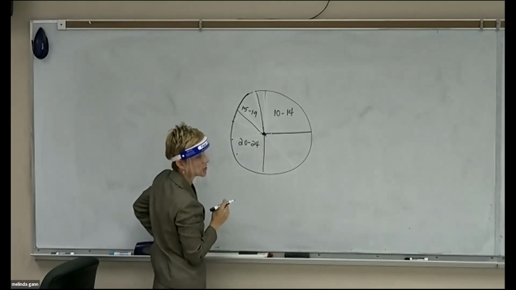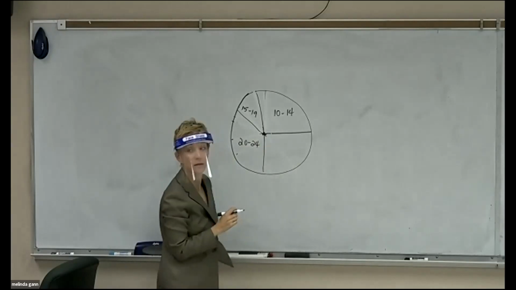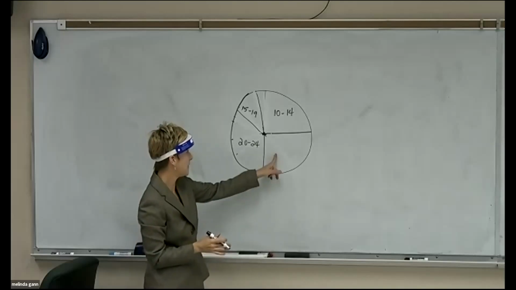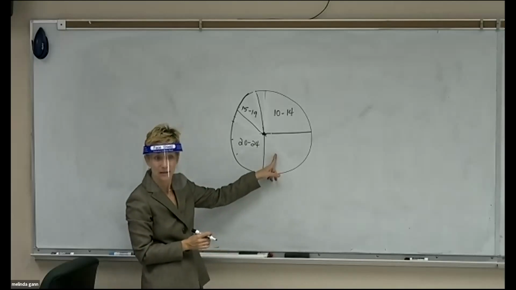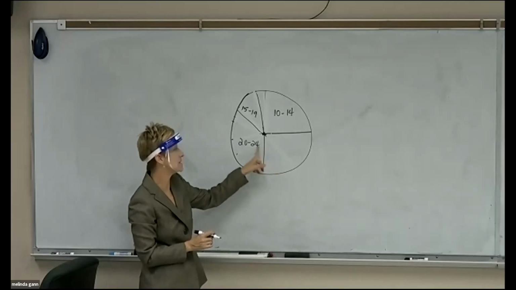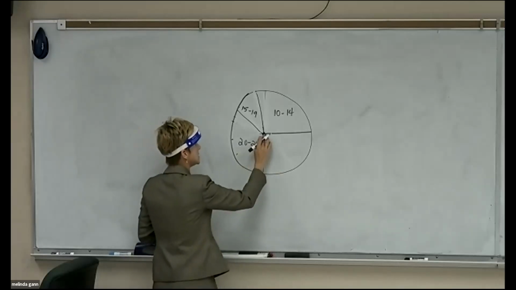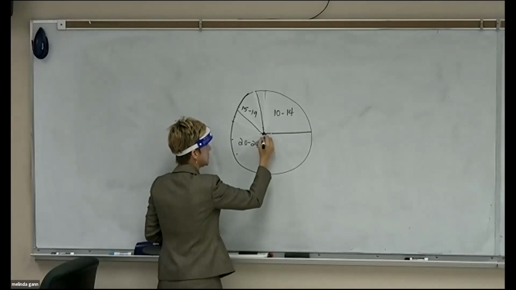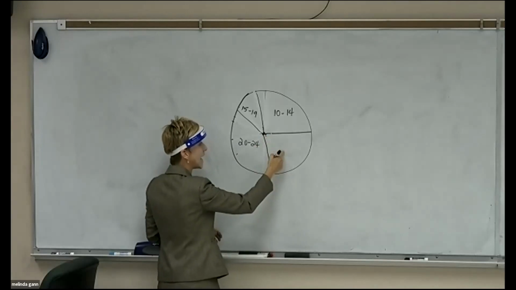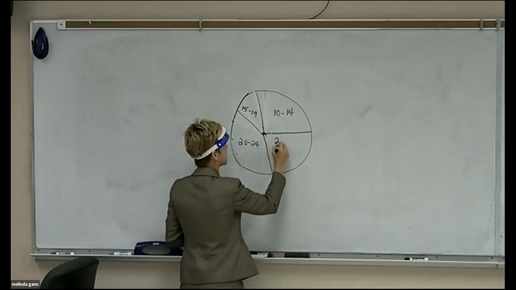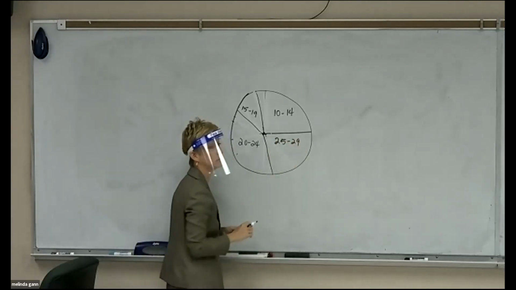What's my last one supposed to be about? 83. Now here's where you have to kind of adjust. Does that look about 83? It doesn't, does it? That means this one probably needs to be a little bit wider. Is everybody with me? So I'm going to adjust it. Maybe that angle should have been a little bit wider. Now that looks more like 83. Is everybody with me? And that's my last class, 25 to 29.